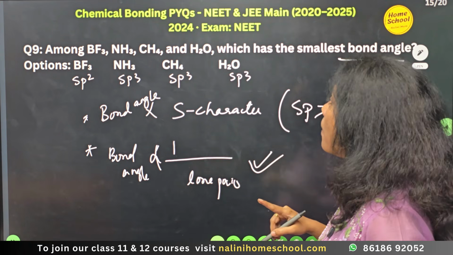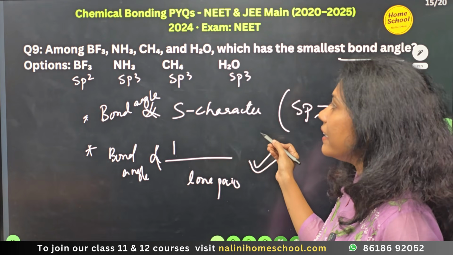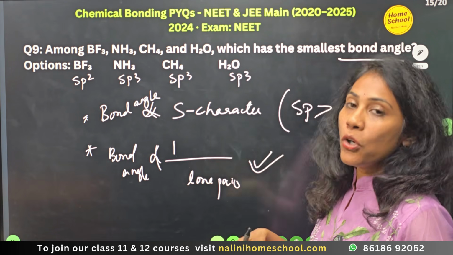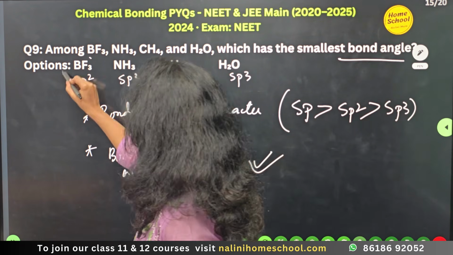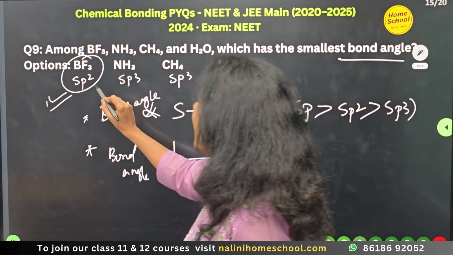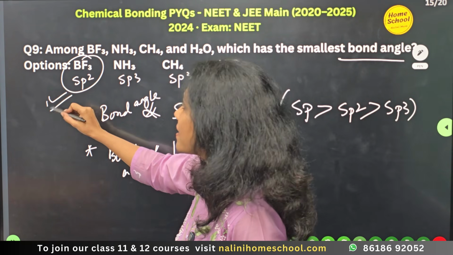Okay, so now bond angle is directly proportional to the S character. More the S character, more is the bond angle, isn't it? So of course BF3 has got the highest bond angle as compared to these three guys. Okay, so BF3 has got the highest.